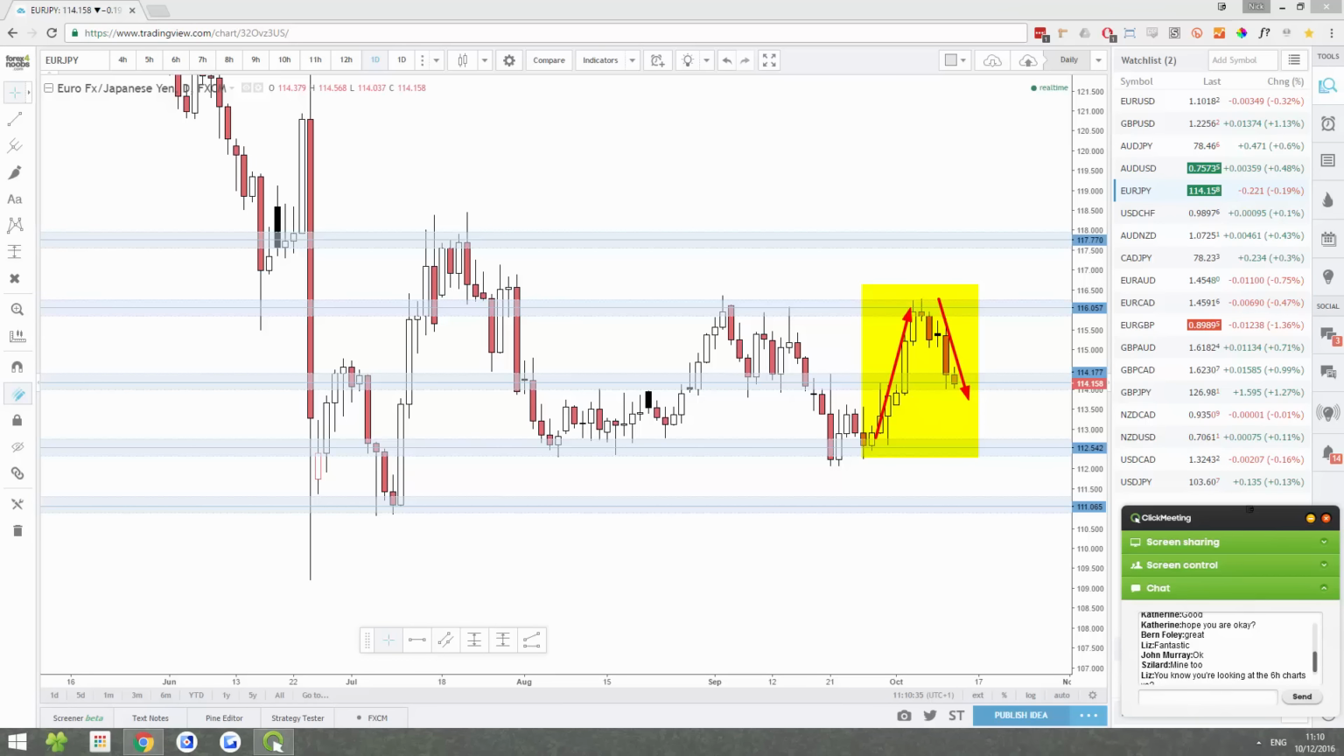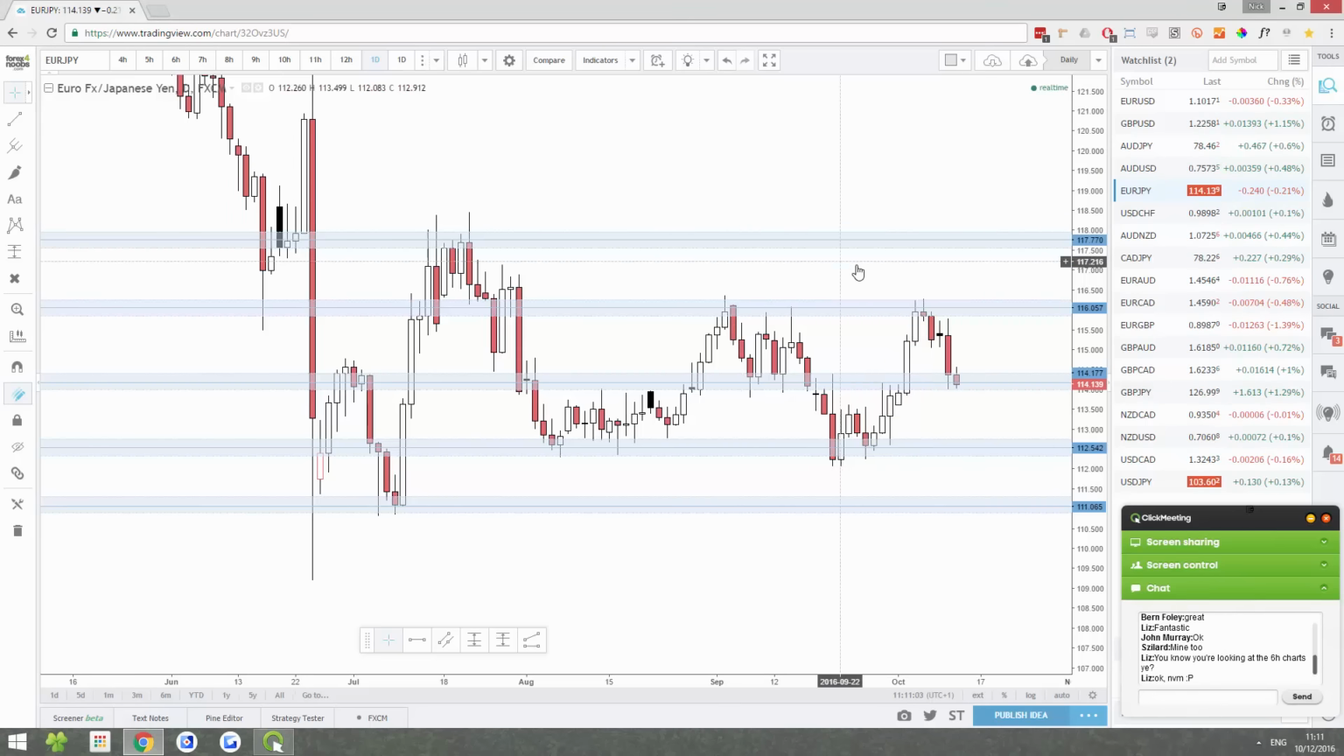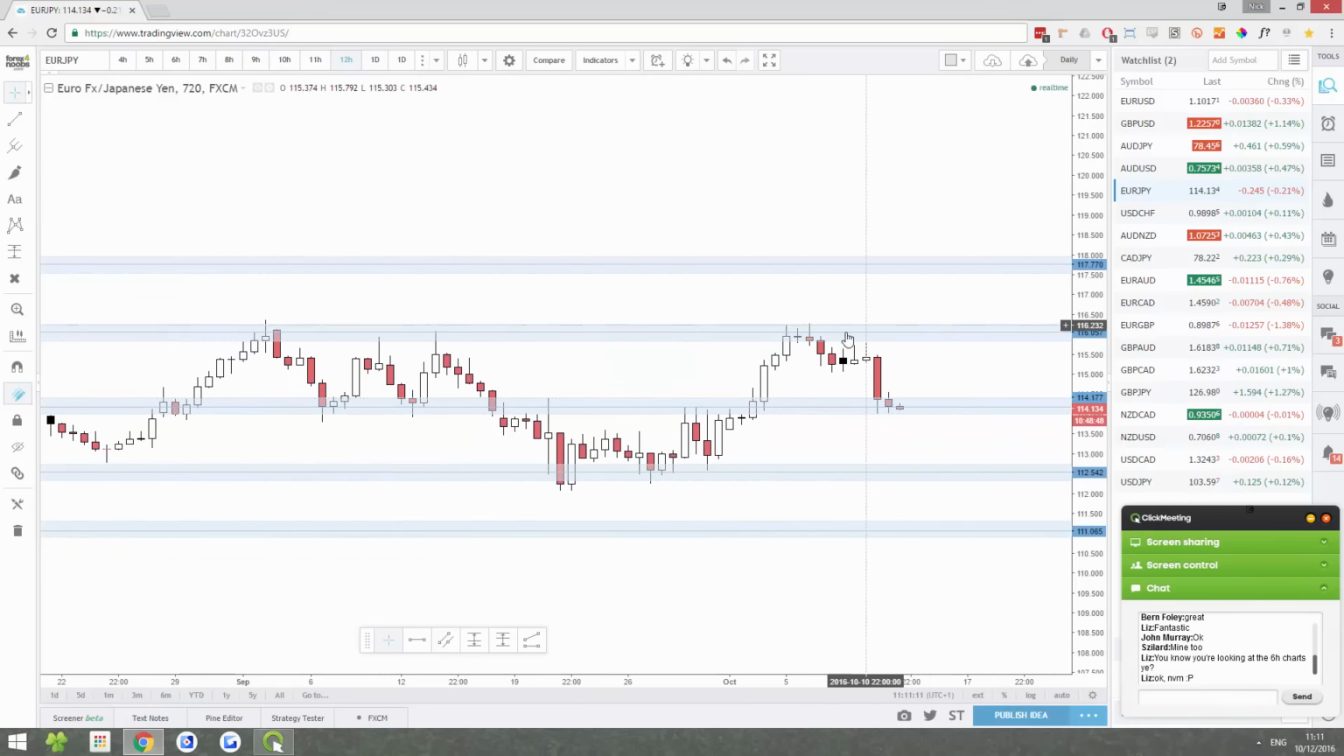Now, what we're getting is what looks like a potential, well, I wouldn't say potential bullish reversal, but price is definitely slowing down at support.